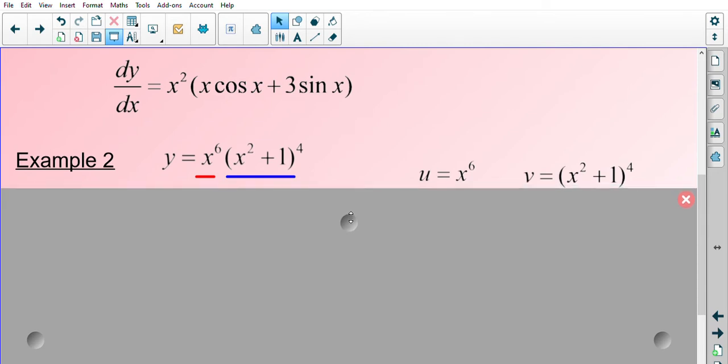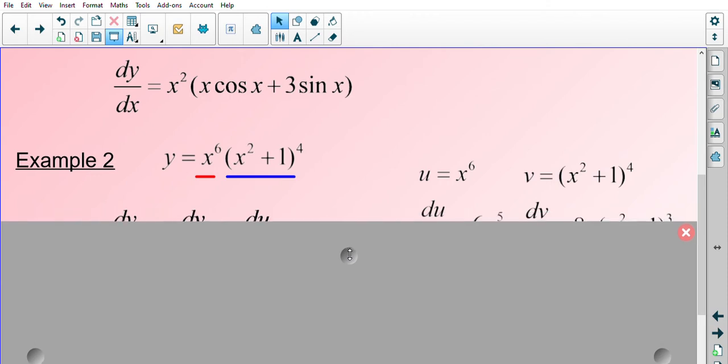So you can see again, I've got a function of x, y is a function of x, but you can see it can be split up into two parts and thought of differently. So y equals x to the power 6, that'll be my u, my first function, multiplying x squared plus 1 to the power 4. That is my second function there. So that's my u, x to the power 6, and v is x squared plus 1 to the power 4.